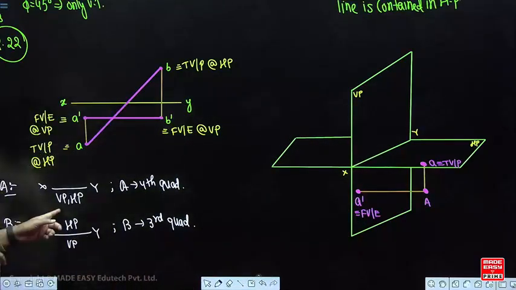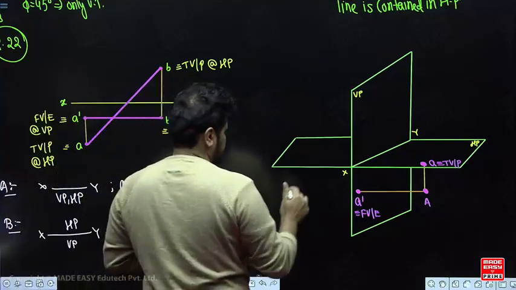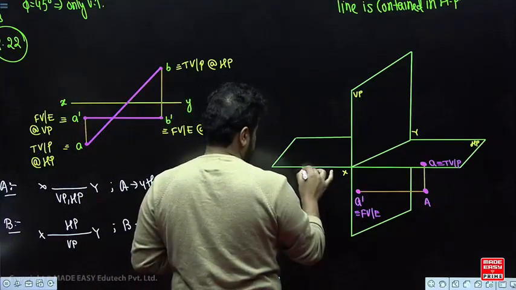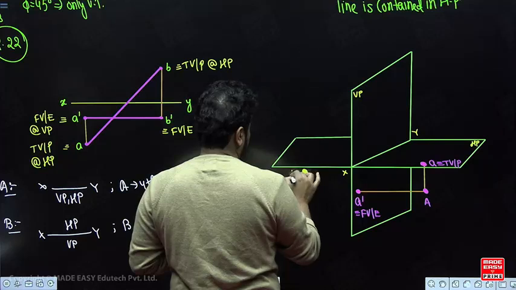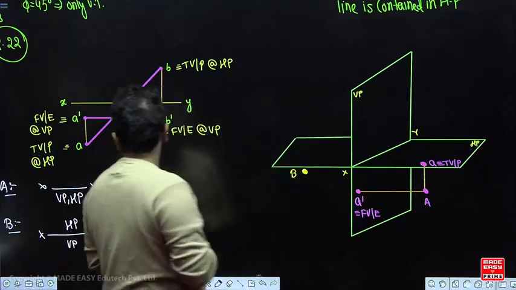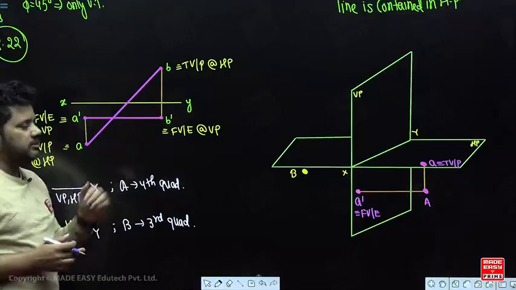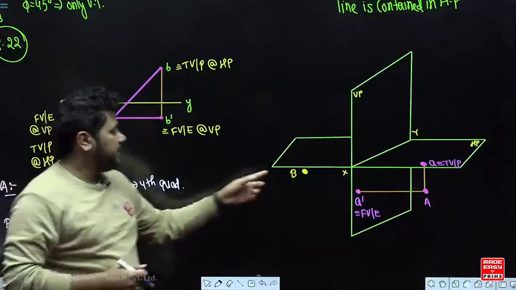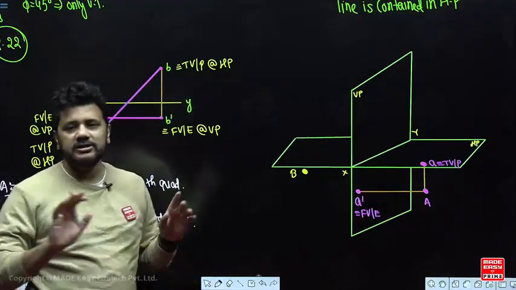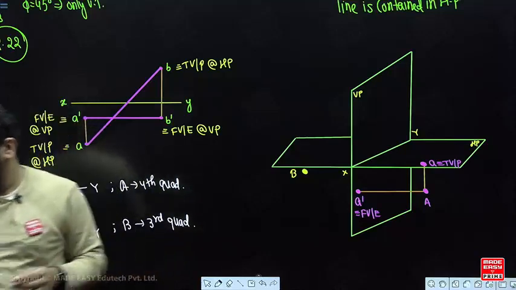Clear? Now B is in which quadrant? Third quadrant. So let me take B to be in the third quadrant. So let us say this is B. Now you will say, how do you know B is here? See, what you can observe from this question, right? There are two possibilities for B. What? B can be just behind A or it is not behind A, isn't it?